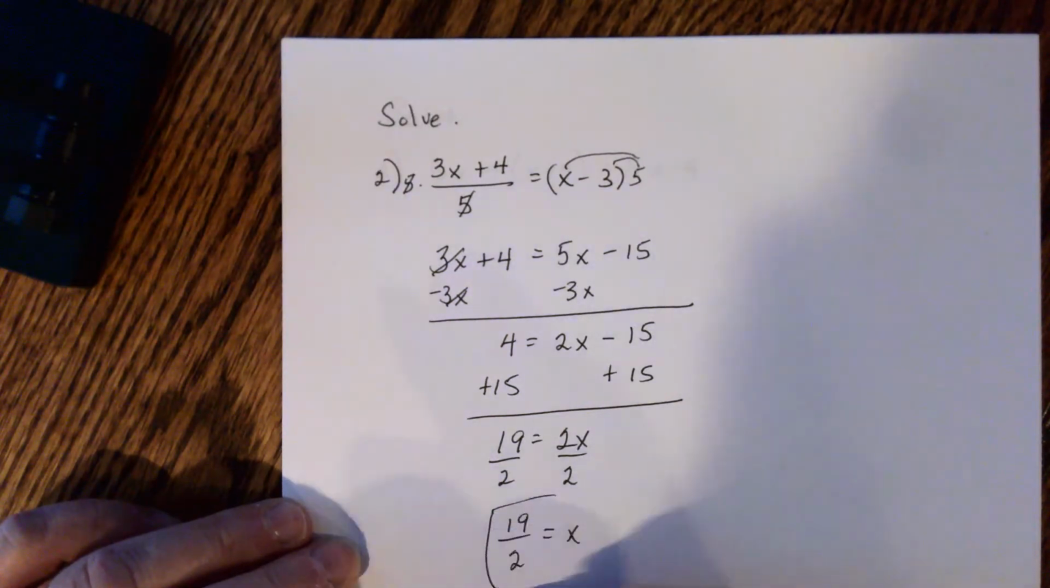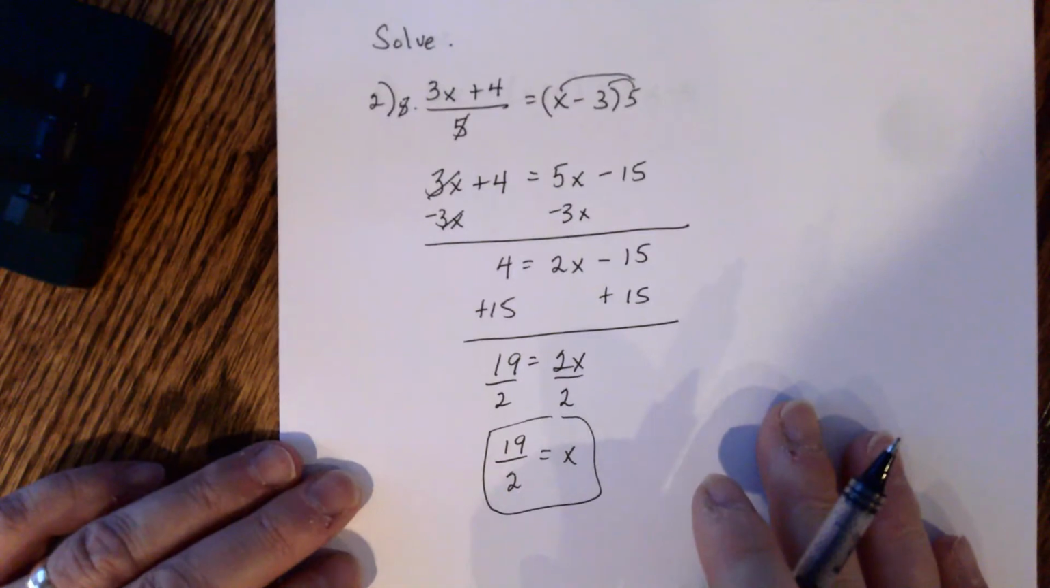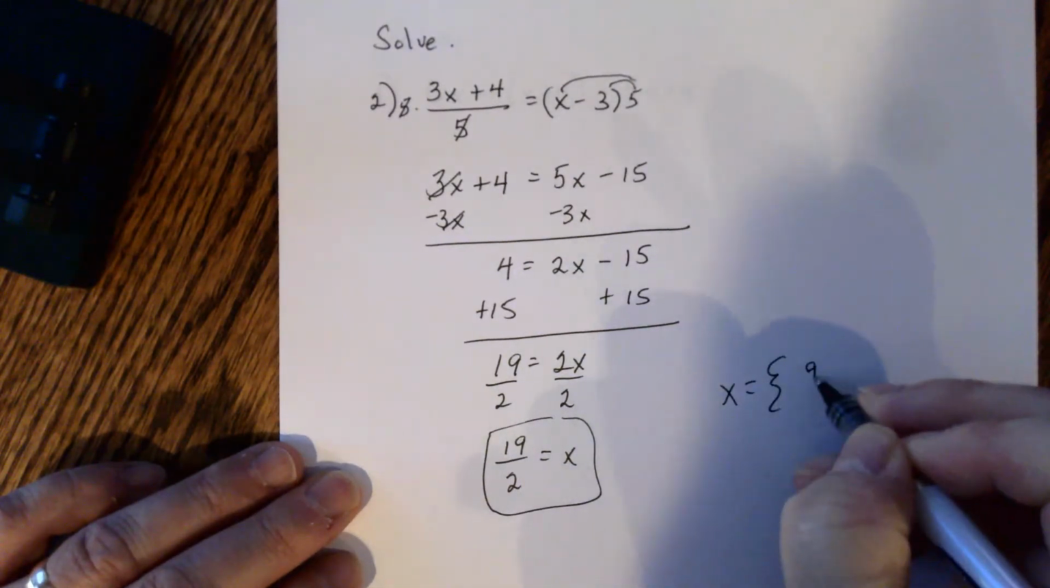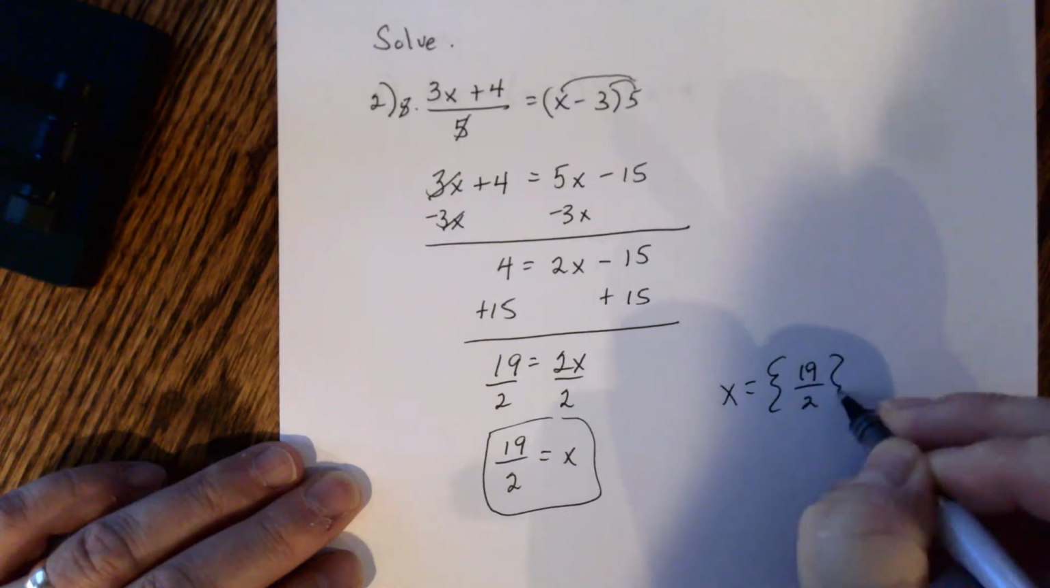I can put a box around that to illustrate my solution, and I can write it as a solution set: 19 halves.